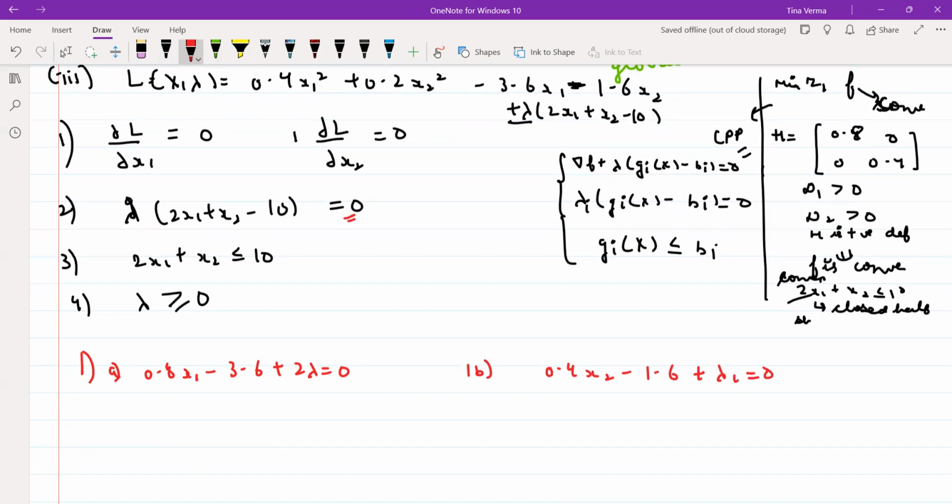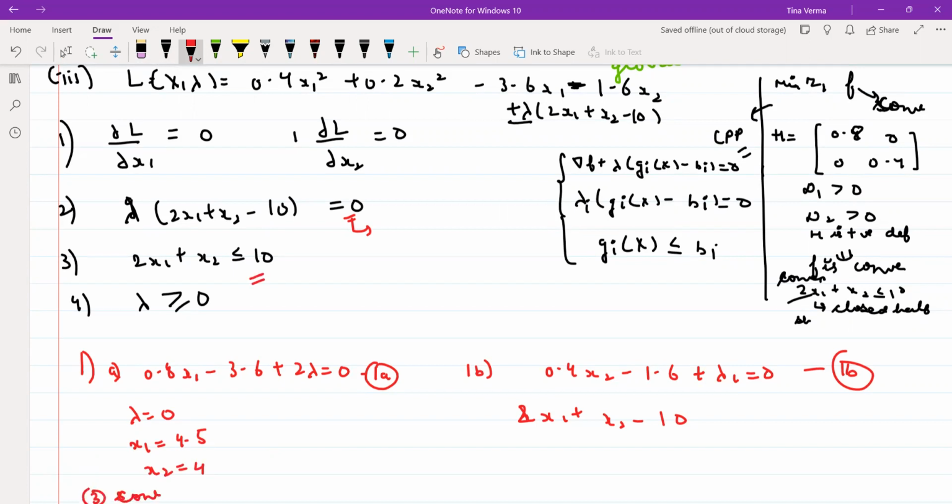The second condition is this. I have told you, you have to consider first lambda equal to 0. If you consider lambda equal to 0 and substitute in 1a and 1b, you got the point x1 as 4.5, x2 as 4. But if you substitute in the third constraint, it is not satisfied. That means this cannot be my solution. So you have to consider 2x1 plus x2 minus 10 equal to 0 and solve 1a and 1b.